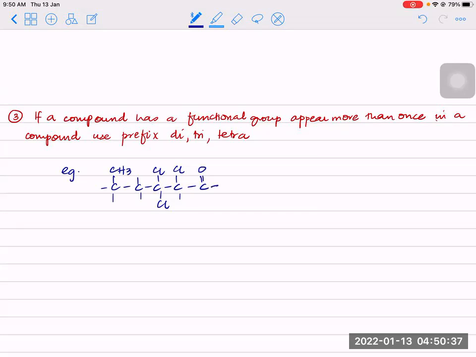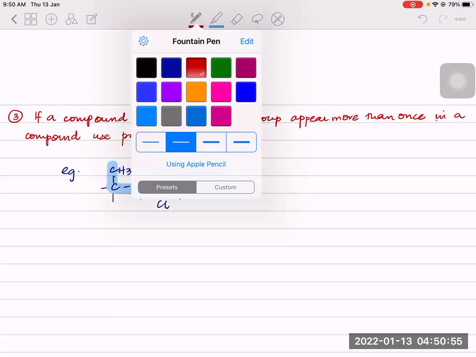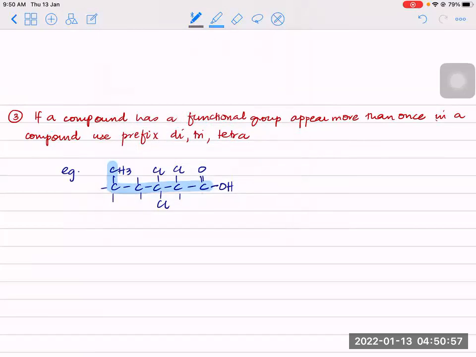For example, we have this right here. Now, first thing, we will pick the longest carbon chain: 1, 2, 3, 4, 5, 6. Second, we will number the carbon atoms such that the most important gets the least number. So this is the most important: 1, 2, 3, 4, 5, 6.